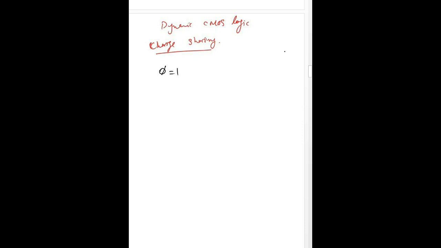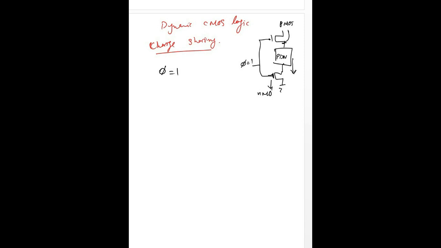If we have this pull down network and this case here, where phi is equal to 1, it means there is no direct current to the PMOS, but we have a direct current to this NMOS. This is turned on, so we are assuming the current can be discharged through this point. But there would be charge sharing because of the parasitic node capacitors.